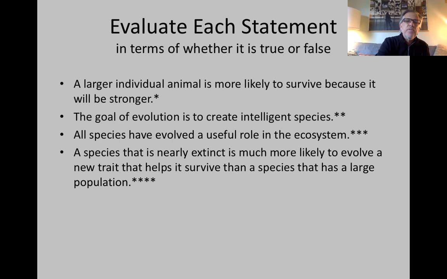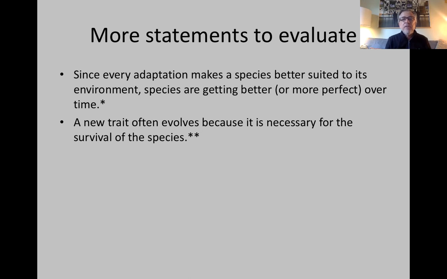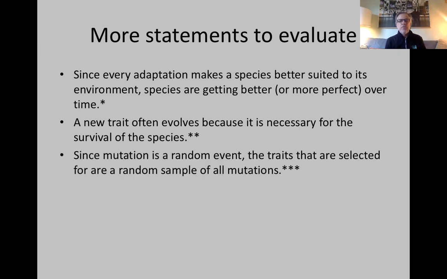I'm going to present you with a few more. Since every adaptation makes a species better suited to its environment, species are getting better or more perfect over time. A new trait often evolves because it is necessary for the survival of the species. Since mutation is a random event, the traits that are selected for are a random sample of all mutations. So once again, try to think through those and see if you can tell me whether they are true or false. And not only that, but why they are true or false.